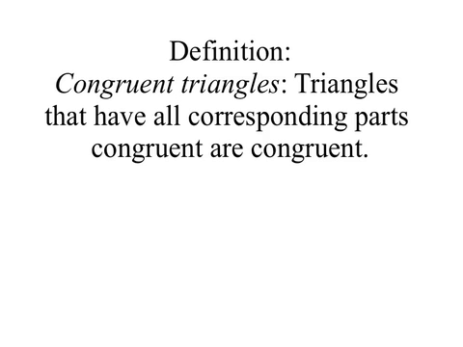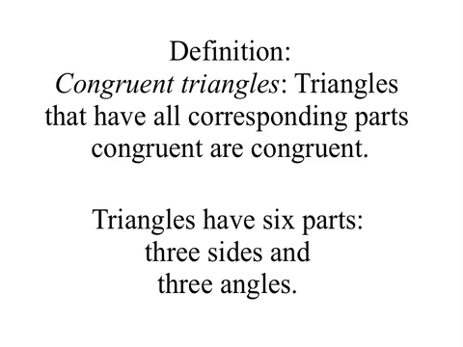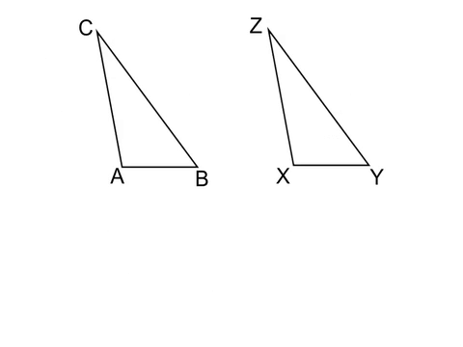Well, let's talk about what we mean by corresponding parts. Triangles have 6 parts, 3 sides and 3 angles. So for the parts to correspond, we have to have 3 pairs of corresponding sides and 3 pairs of corresponding angles. Well, here are 2 congruent triangles.